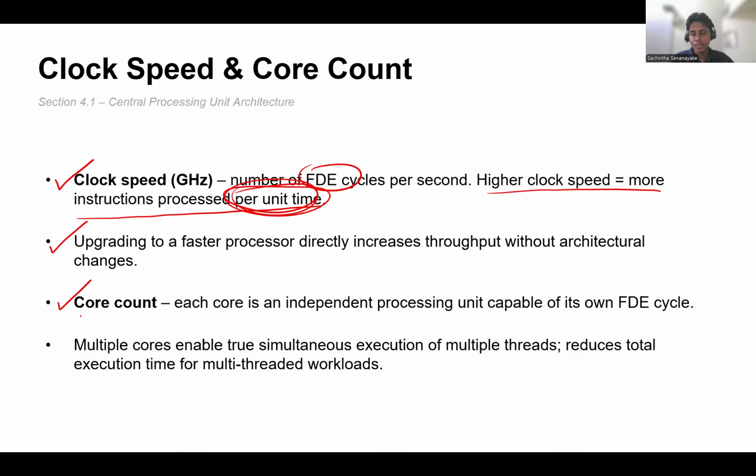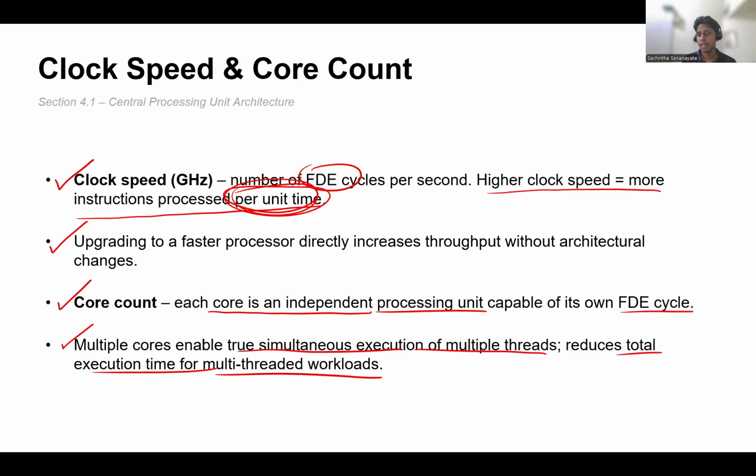Then another factor that improves computer performance is the core count, which is mini processors inside a CPU, right? Each core is able to process data independently of each other. So if you have multiple cores in your CPU, it's able to perform parallel processing. Each core is able to perform its own fetch-decode-execute cycle, which means that multiple cores enable true parallel execution, true simultaneous execution of multiple threads of work, which reduces the total execution time for multi-threaded workloads.